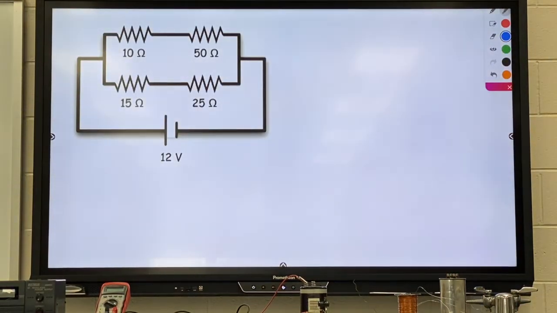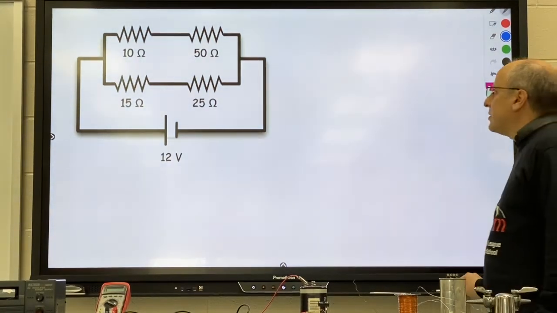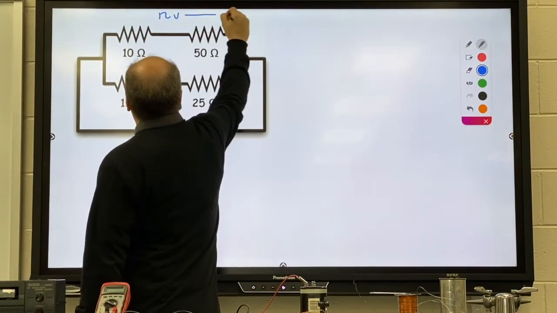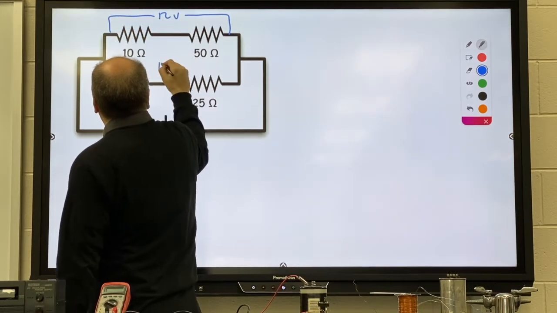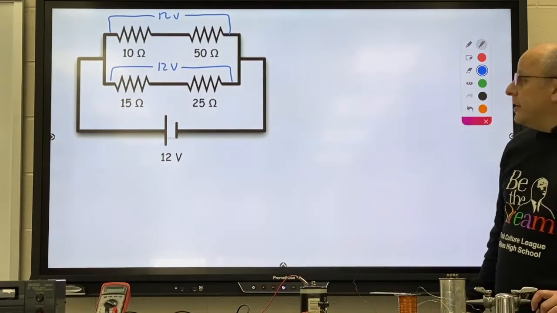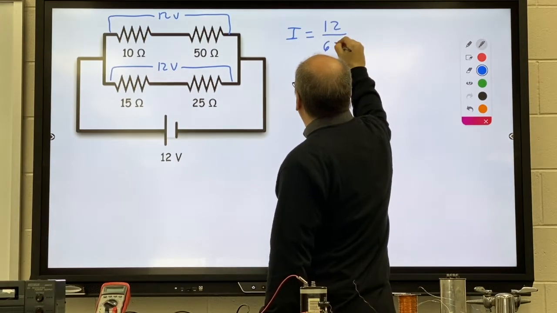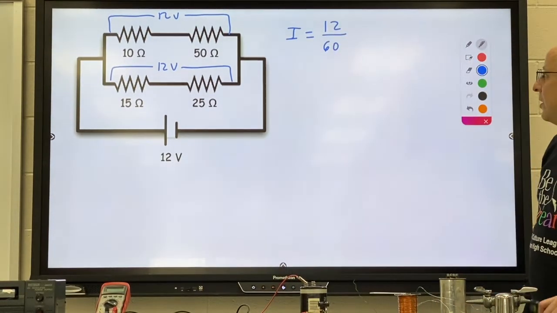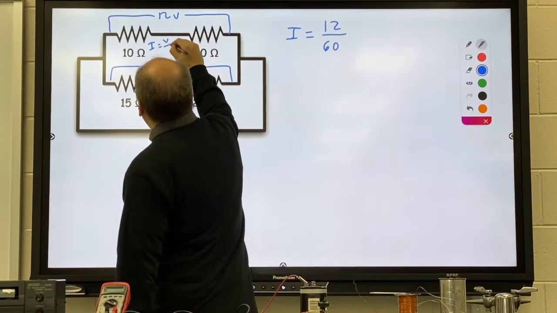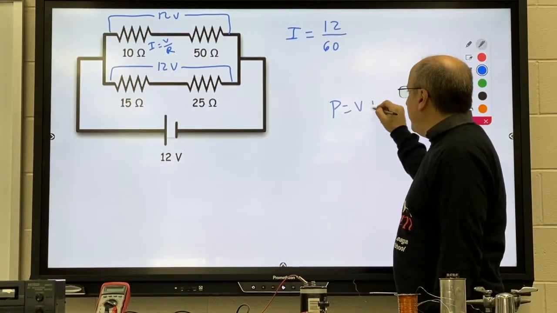We saw that we can have compound circuits that have both series and parallel aspects. When you have a circuit like this, make sure 12 volts goes for the entire branch. 12 volts for the entire branch. Then you could find the currents in each branch by just doing the total for that branch divided by the total resistance. Once you have that current, you could then individually find voltages using Ohm's law, or powers using the VI equation.